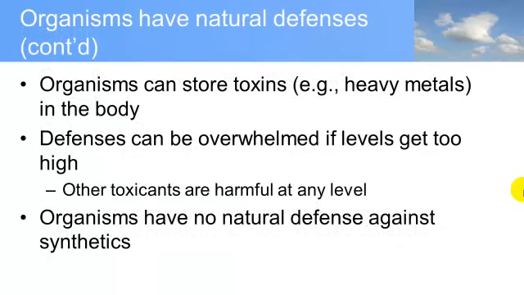Some toxic chemicals, such as heavy metals, can be stored in the body, and this can over time overwhelm our defenses. If the levels get too high, they can cause all kinds of damage to our cells and to our organs. And of course, synthetic chemicals, because many of them are new, our bodies often have no natural defense against them.